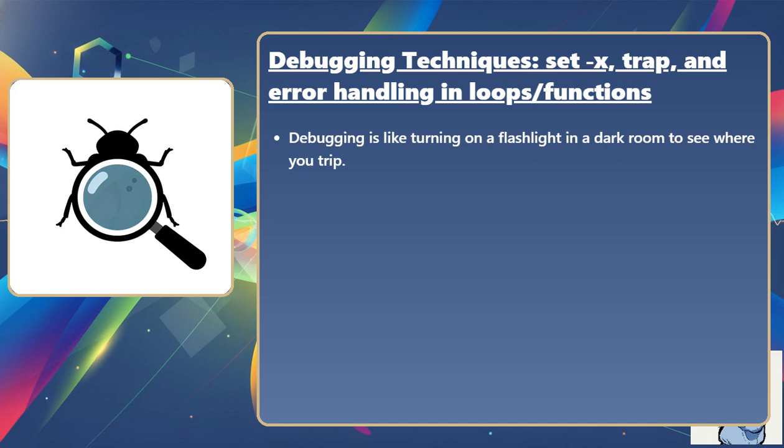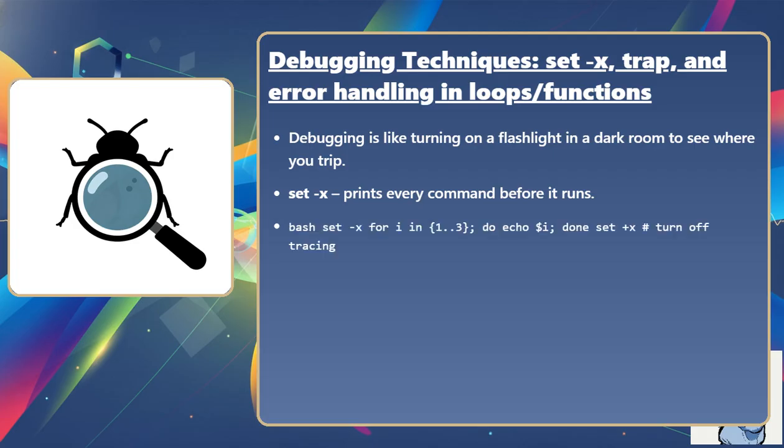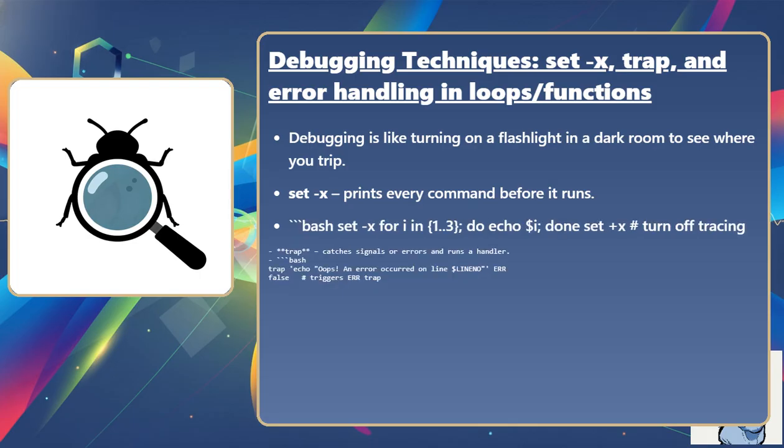Debugging is like turning on a flashlight in a dark room to see where you trip. set -x prints every command before it runs. set -x; for i in {1..3}; do echo $i; done; set +x turns off tracing. trap catches signals or errors and runs a handler. trap 'echo oops. An error occurred on line $LINENO' ERR.